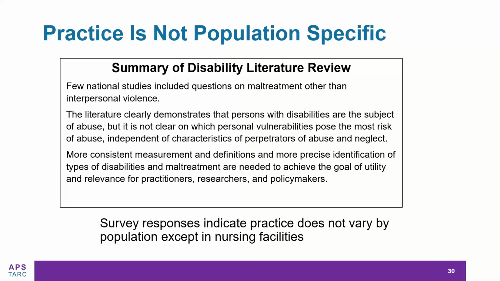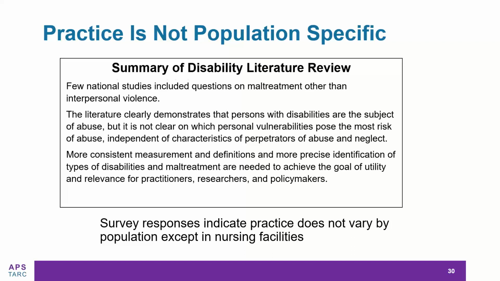That said, about the population, practice is not population specific. We asked in that practice survey in each of those domain areas, do you do things differently for different populations? And in general, the answer was no, we don't. We treat everybody the same. The only exception to that was in nursing homes, where sometimes the practice is different. And one could argue that's not because the population is different, it's because the nature of the setting is different. So APS practice does not seem to be very driven by the particular populations that it serves.